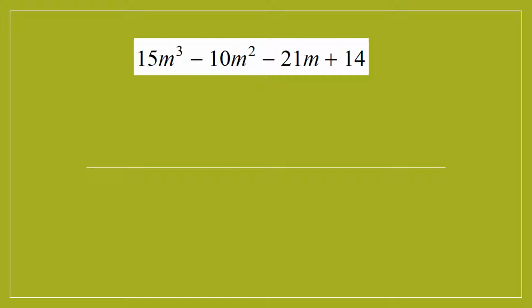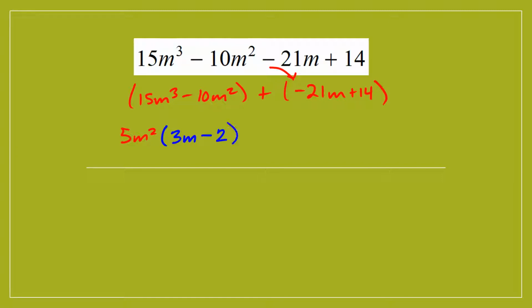All right, so for this next one here, first thing we want to do is break it into 2 groups. So 15m cubed minus 10m squared. And then we want to make sure this sign goes with it, so negative 21m plus 14, and we'll always separate them with a plus. So if we take the GCF out of this first group here, it would be 5m squared, and our remainder would be 3m in the first term and negative 2 in the second term. And the GCF of this other group here looks like it would just be a 7. And then we'd have left negative 3m plus 2.